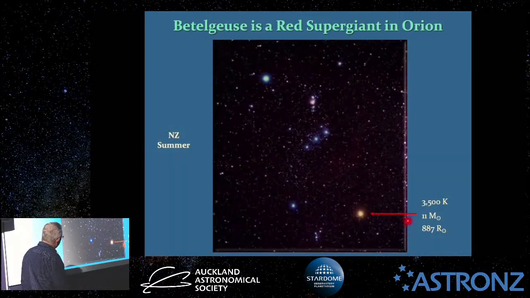It's about 11 solar masses, so that's why it's reasonably stable. It has a surface temperature of 3,500 degrees Kelvin, and yeah, it's 887 solar radii. And if you put Betelgeuse in the middle of our solar system, it would go out to the orbit of Jupiter.